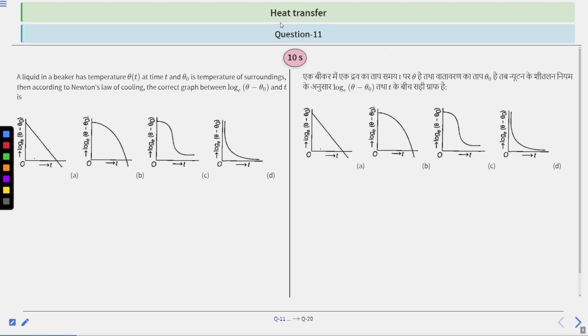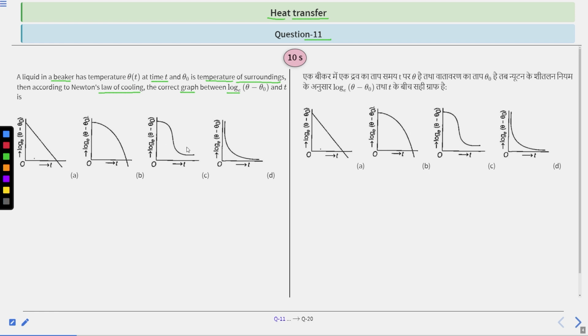So, topic is heat transfer. Question 11. A liquid in a beaker has temperature theta at time T, and theta naught is the temperature of surroundings. Then, according to Newton's law of cooling, the correct graph between log of theta minus theta naught and T is what? There are 4 graphs A, B, C, D.